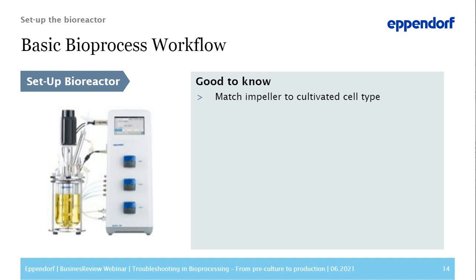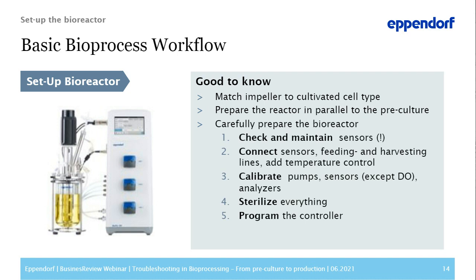Next is to prepare the reactor in parallel to the pre-culture or the seed train. Now, preparing the bioreactor requires some critical preparation steps. So the first one is checking and maintaining the sensors.